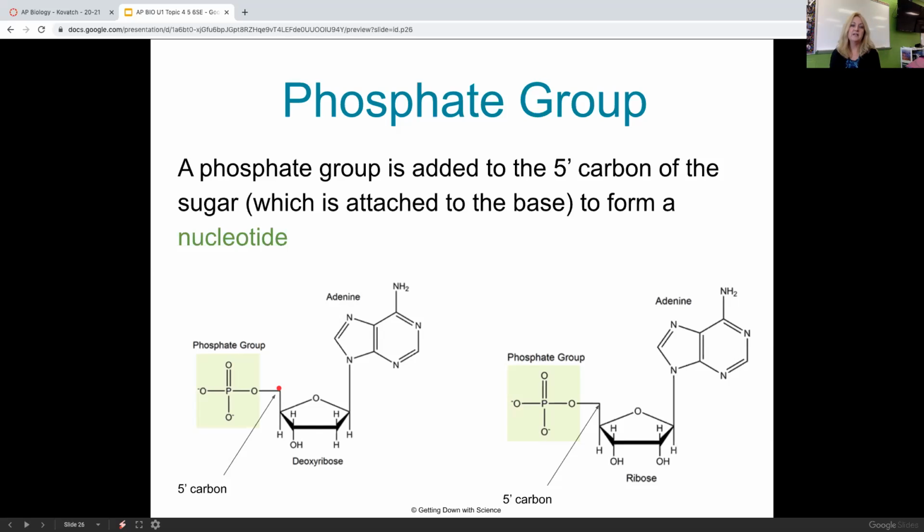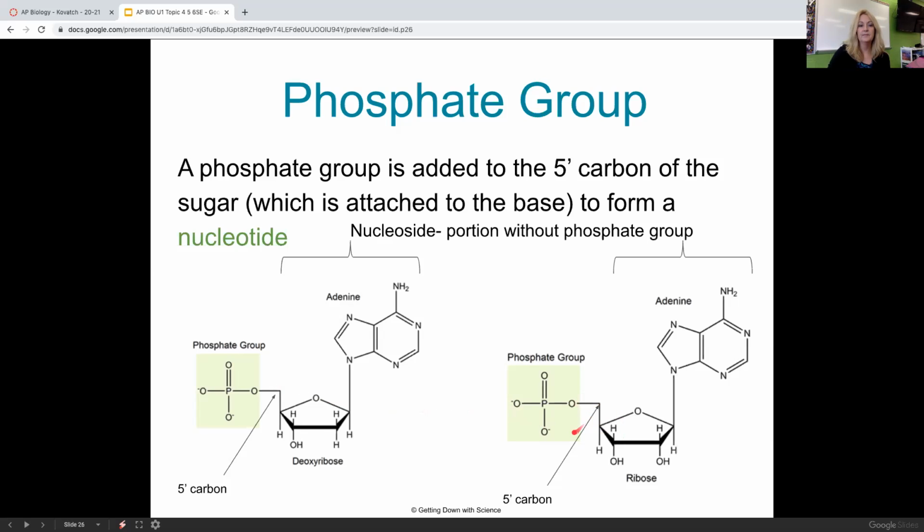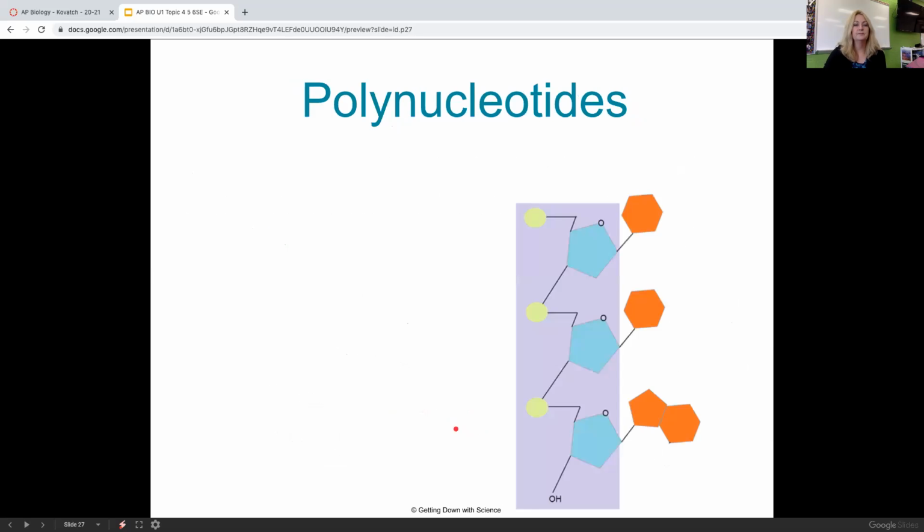So a phosphate group is added to the 5' carbon of the sugar, which is attached to the base, to form a nucleotide. You can see it here as well. Nucleoside, a portion without a phosphate group.